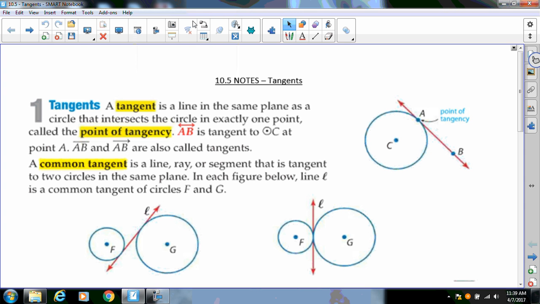10.5 notes are all about tangents. So the first thing to know is what a tangent line is.